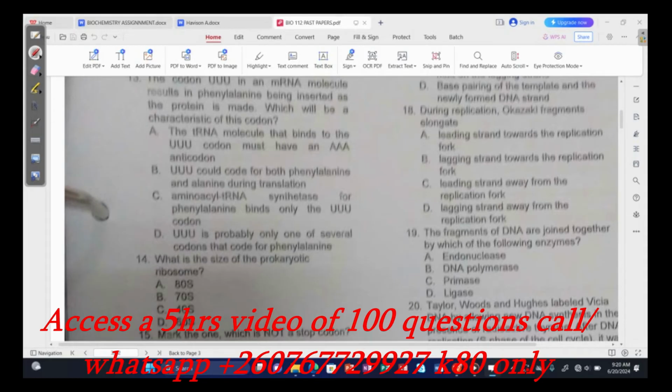We move on to 19, which reads: the fragments of DNA are joined together by which of the following enzymes? I think we just finished explaining this in question 17. An enzyme which is responsible for joining the Okazaki fragments on the lagging strand is DNA ligase. So automatically that is option D, because it was already explained.